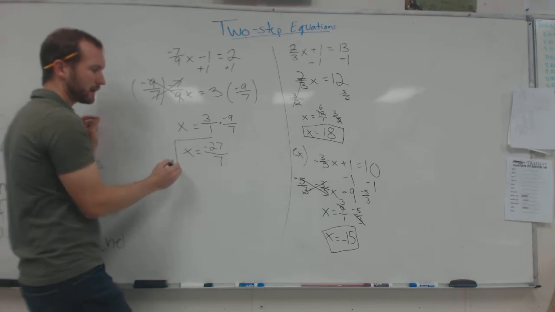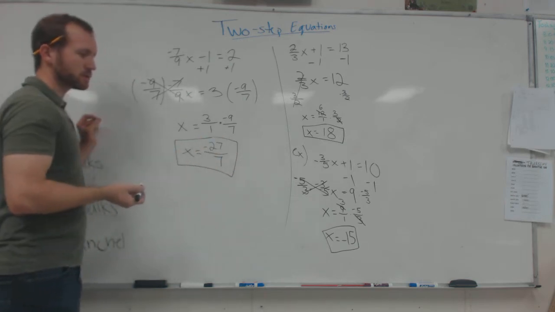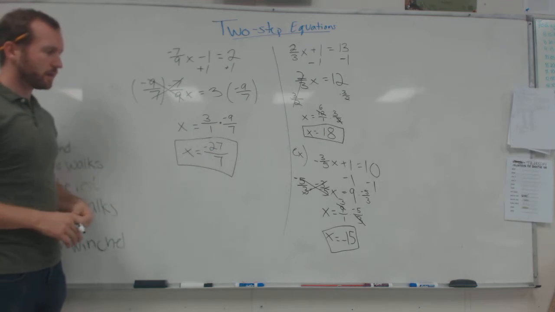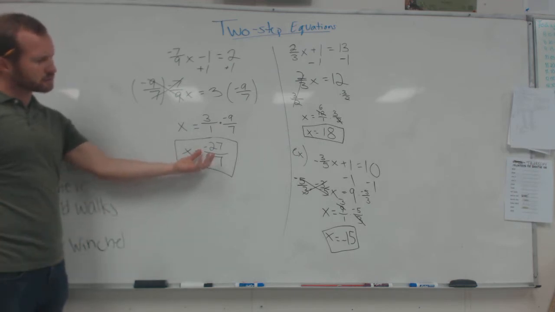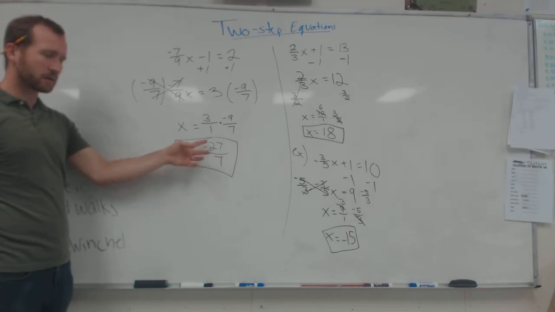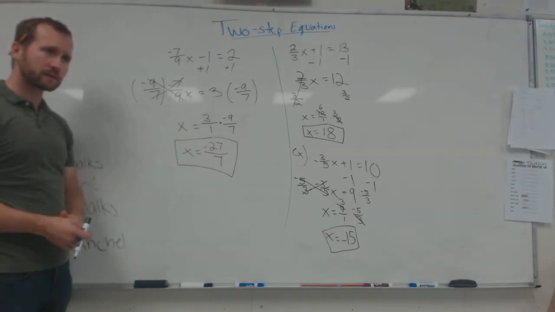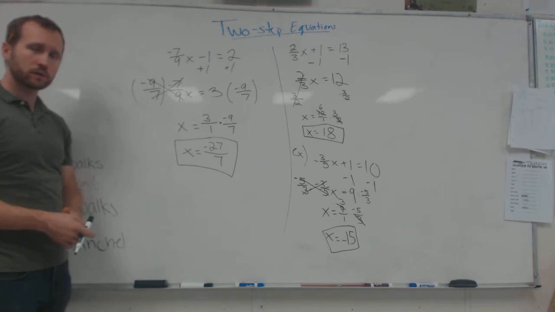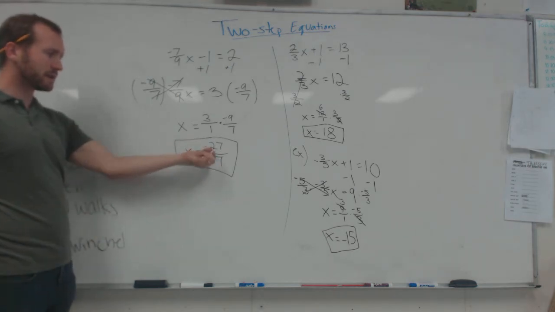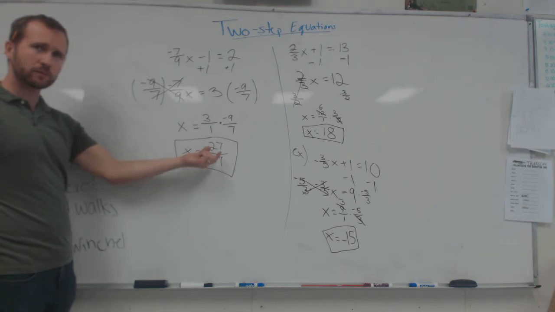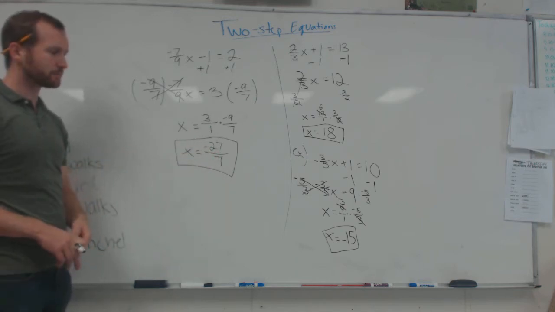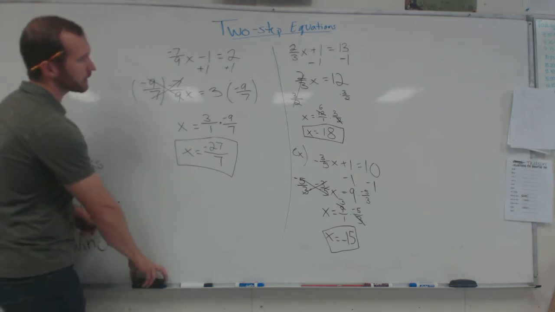Sometimes they'll work out like that. They're not always going to be integers, right? They could be fractions in their answers. The only thing I want to check is, do I have anything that goes into 7 and 27? In this case, I don't. So this is a reduced fraction, and it's okay to leave it as an improper fraction. We don't have to turn it into a mixed number anymore.